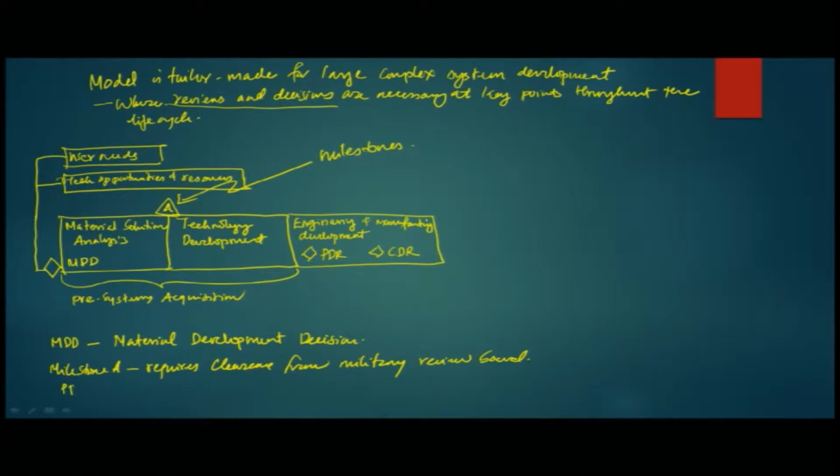The PDR stands for preliminary design review, and CDR stands for, obviously, critical design review. So the two reviews here, the PDR and CDR, as well as the engineering and manufacturing development, and there is another milestone here which is called milestone B. It is similar to milestone A, it requires another review board to take a look into it and decide whether to continue to the next phase of engineering and manufacturing development.